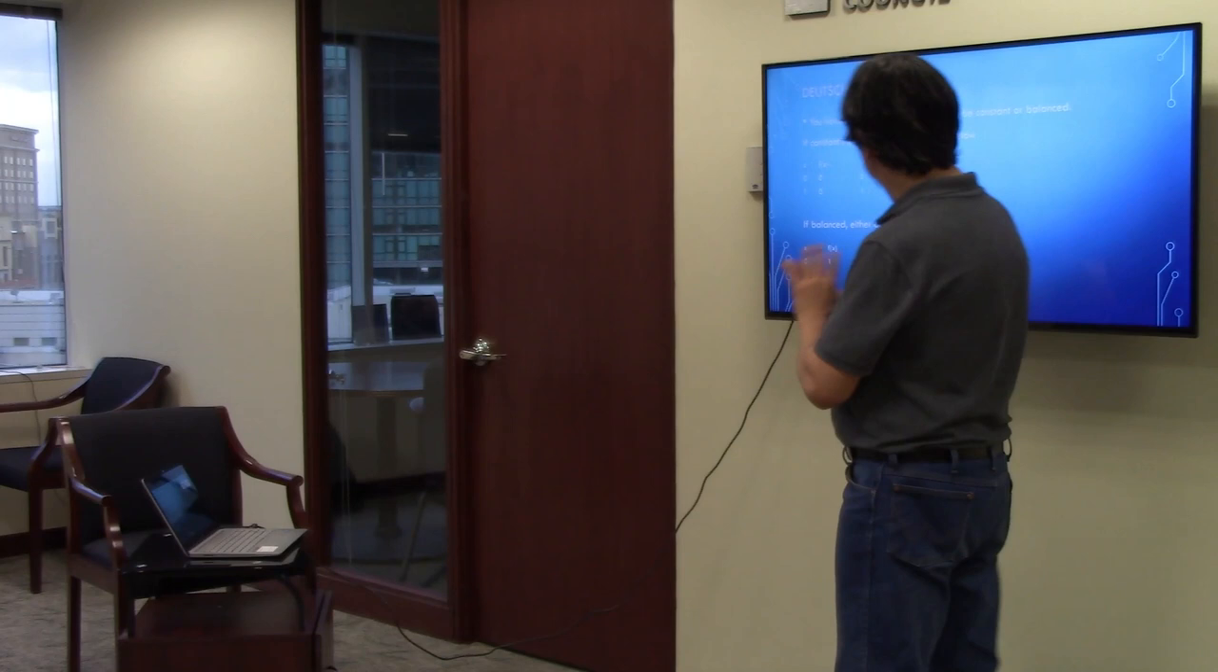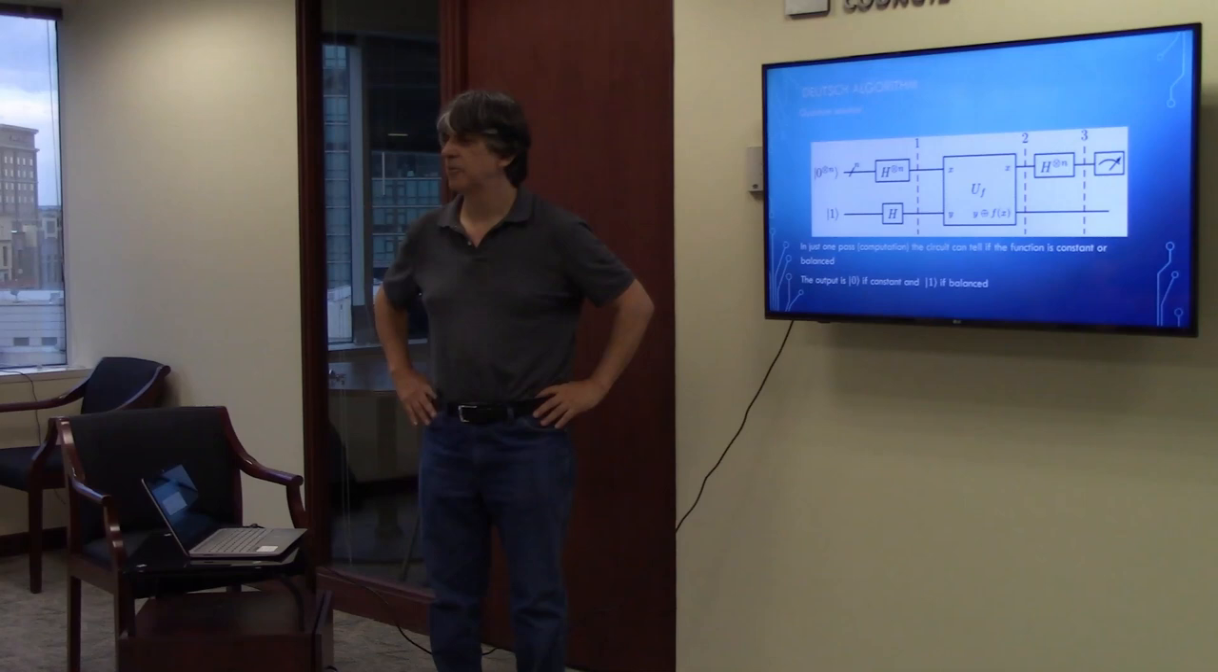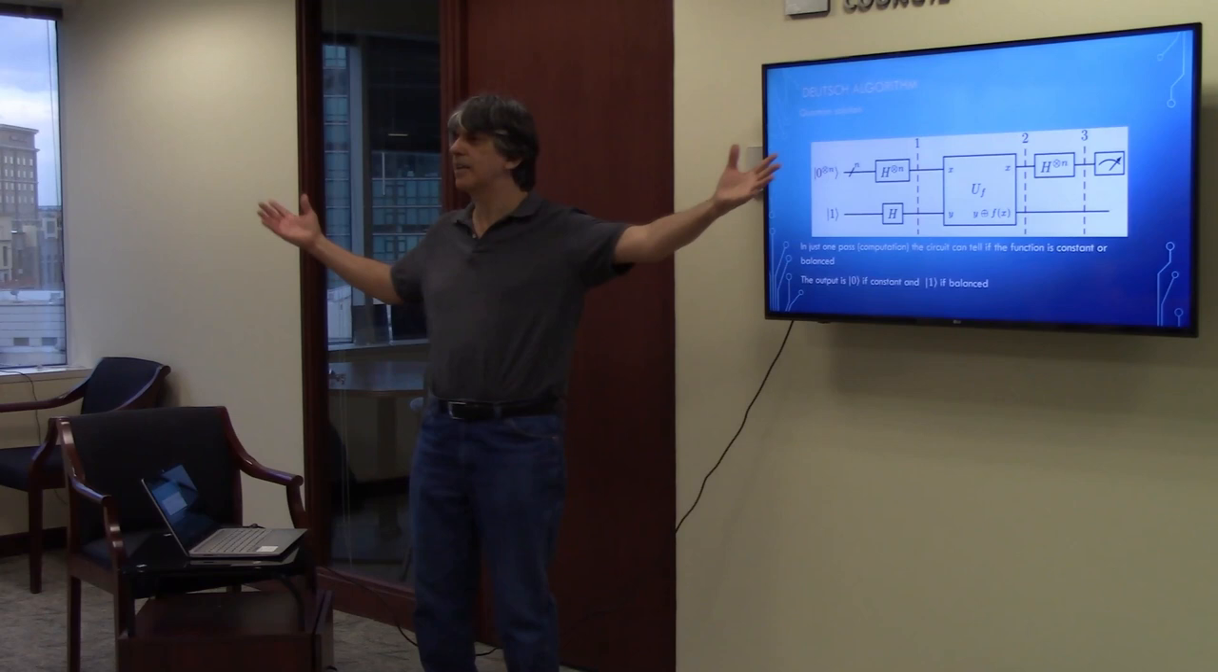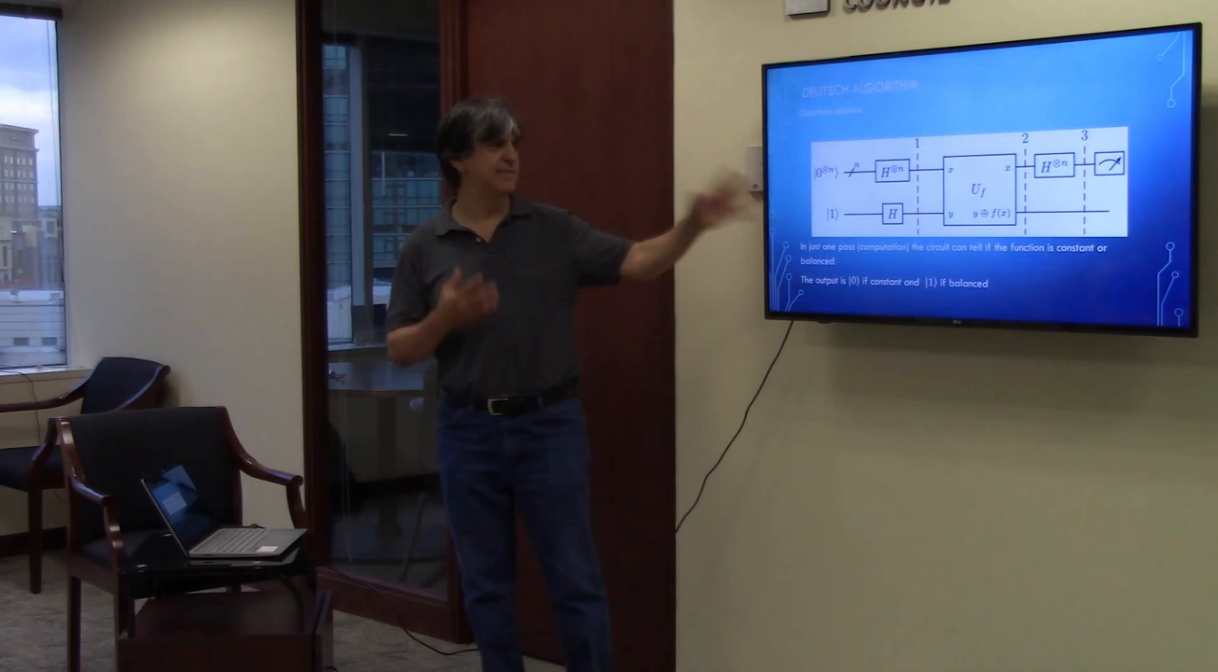I'm not going to show you the math, that's another presentation, but this algorithm can tell you in just one computation whether you have a constant or a balanced function. And of course, you're wondering what the heck that is good for. It's the basis of other algorithms that have been popular. But this showed how quantum computing can beat classical computing in some cases.